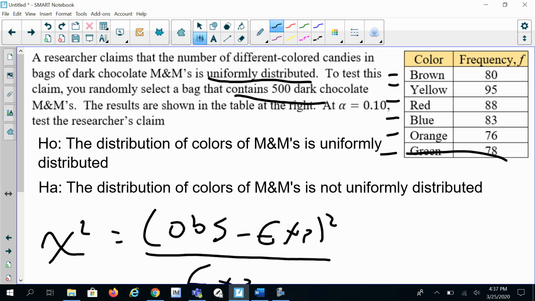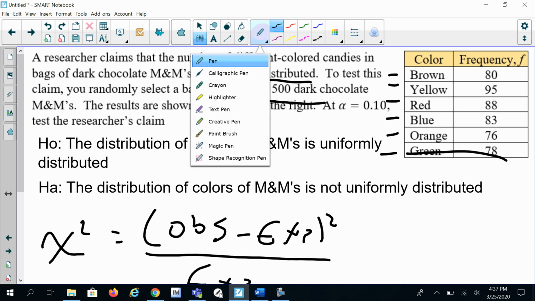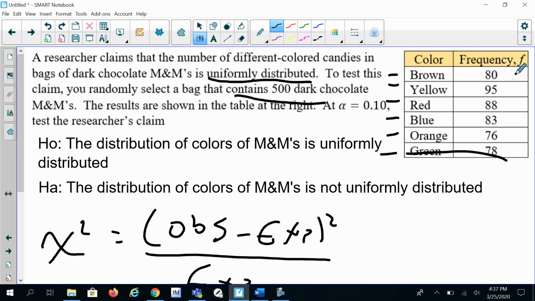However, if all of these are 1/6, then I only need to do this once. Because if I'm expecting the same percentage from each of these, then the expected for each of these is going to be the same number. So uniformly distributed is actually a little bit nicer once you understand how to get that percentage, because then I only need to do the calculation once.